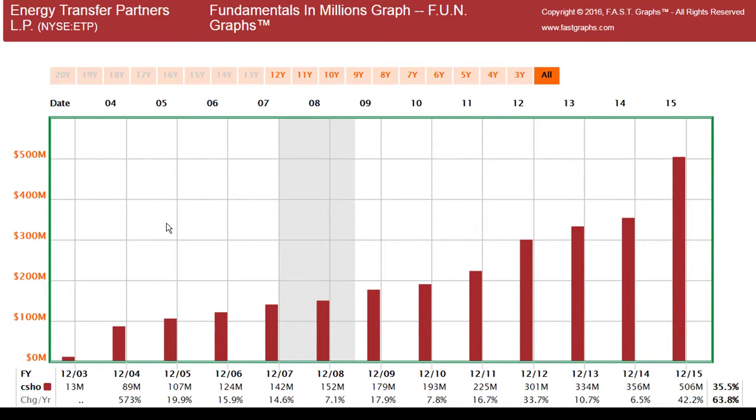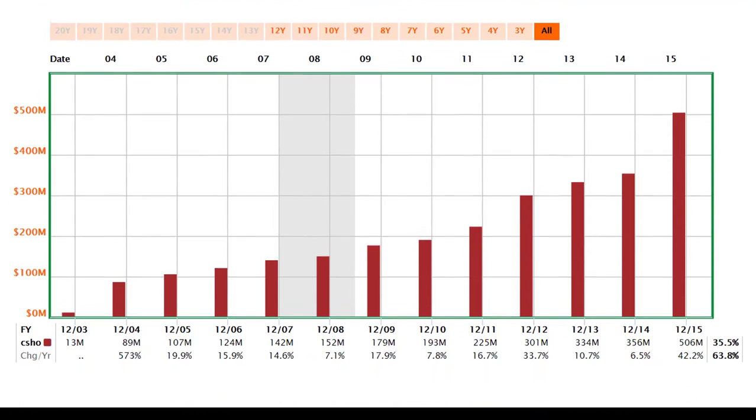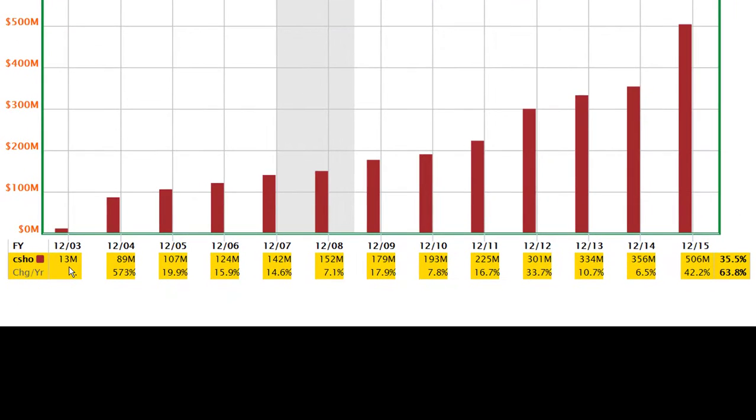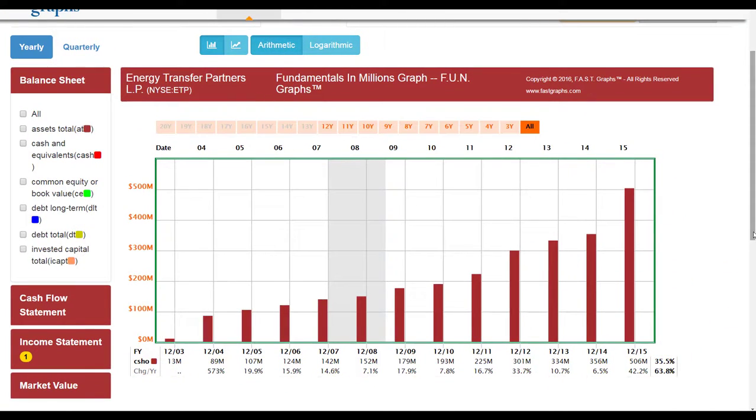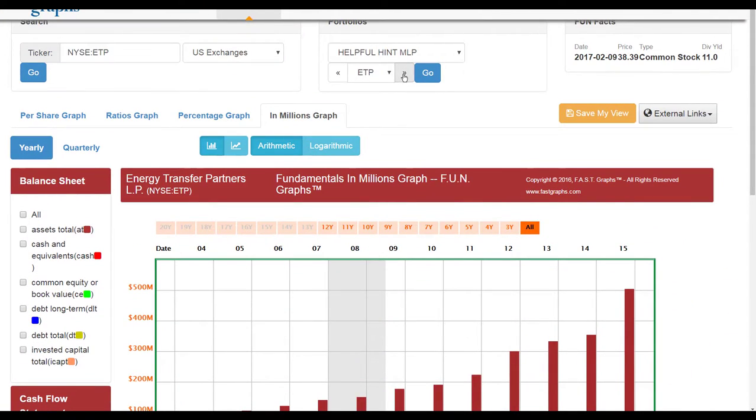Another example and widely followed MLP is Energy Transfer Partners, and once again you'll see with this MLP they went from 13 million shares in 2003 to 506 million shares in 2015. MLPs tend to be very, very dilutive. I'll go through a couple more here quickly just to illustrate this point.